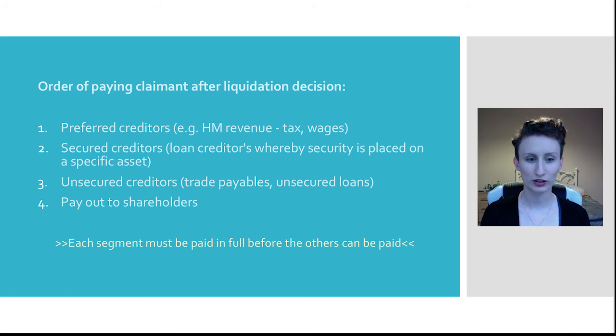There is an order that you need to pay off people once the decision to liquidate has been made. That starts with preferred creditors, so they include people like HM Revenue. So all the taxes of the employees, and wages of the employees need to be paid, and any taxes associated with that. You then need to pay off the secured creditors, so anybody that made a loan to you where they placed a security on a specific asset.